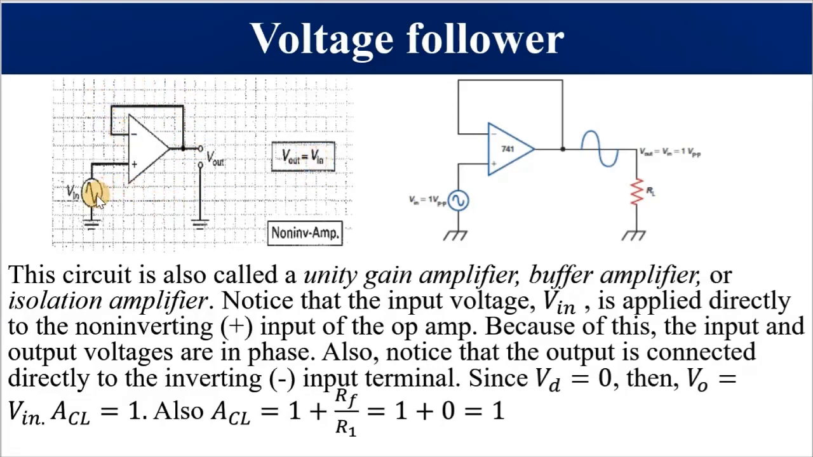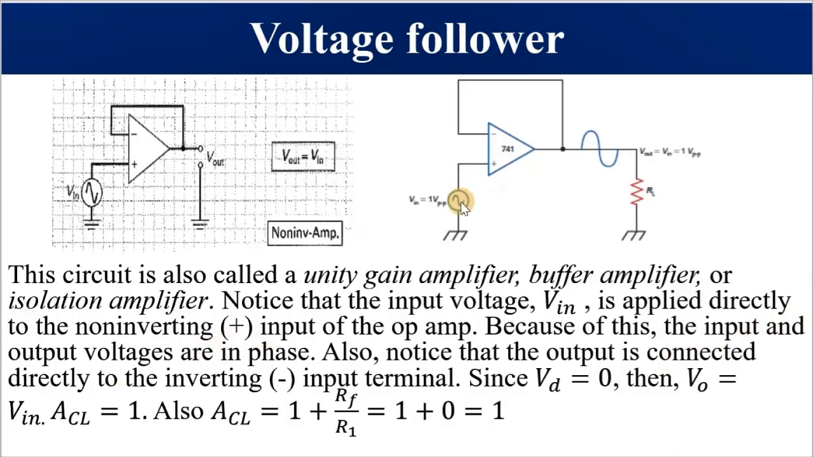Please take note that our input in this case is actually the non-inverting input. So this is a non-inverting amplifier. This circuit is also known as a unit gain amplifier because V out divided by V in gives us 1. It is also known as a buffer amplifier or an isolation amplifier. The input voltage V in is applied directly to the non-inverting input of the operational amplifier, and the input and output voltages are in phase.